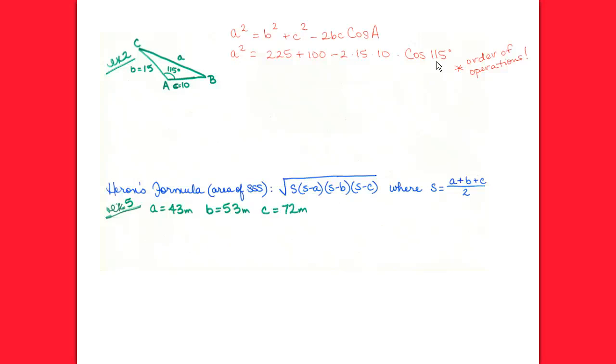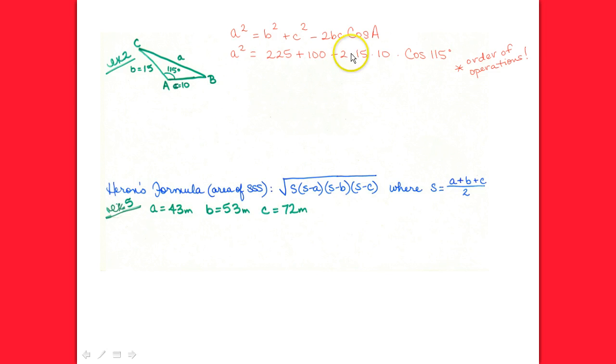Here is the most common mistake that people make with law of cosines. We want to simplify this a little bit before we throw it into our calculator, just to save us a few keystrokes. So we say 225 plus 100 is 325. And then 2 times 15 is 30, times 10 is 300. So 325 minus 300 is 25. So I need 25 times the cosine of 115. What's wrong with that? Nothing. That looked pretty good to me.